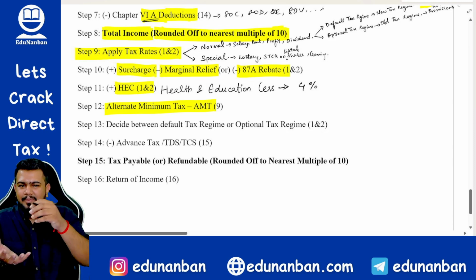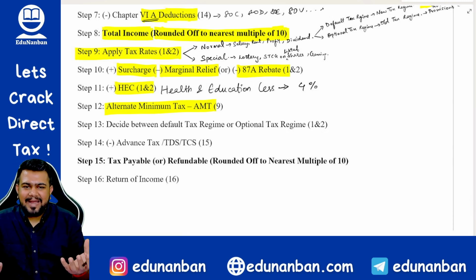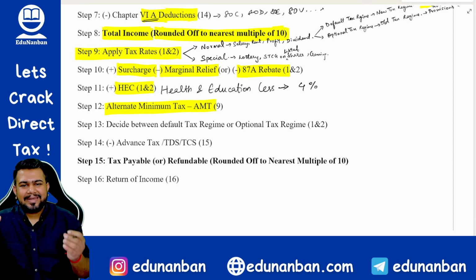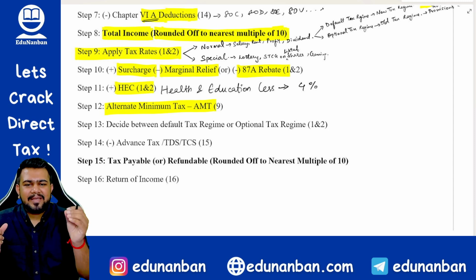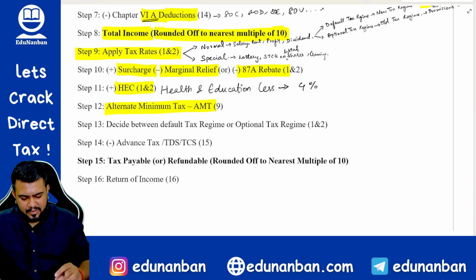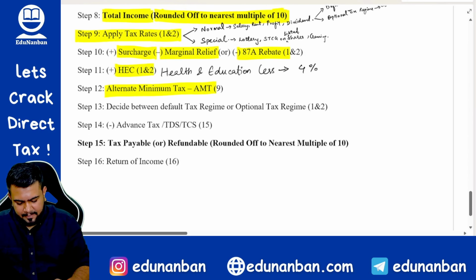So alternate minimum tax means what? On one hand government will give one laddu, and on the other hand it will take back that laddu, telling that you have to pay alternatively a minimum tax. Okay, so this is only called alternate minimum tax. So this also you have to calculate.